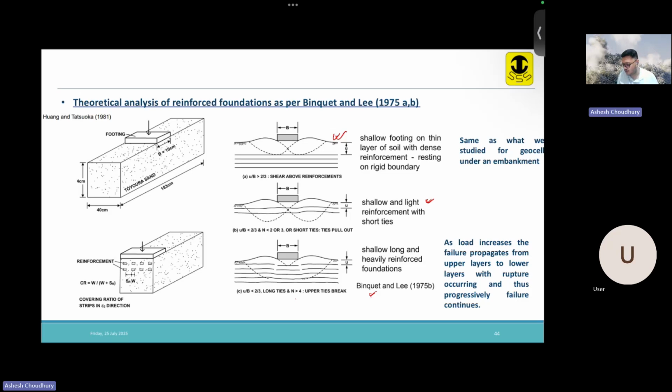So as the load increases, the failure propagates from upper layers to lower layers with rupture occurring, and thus progressively the failure continues from upper layer to lower layer. The load gets transferred and the failure also propagates.